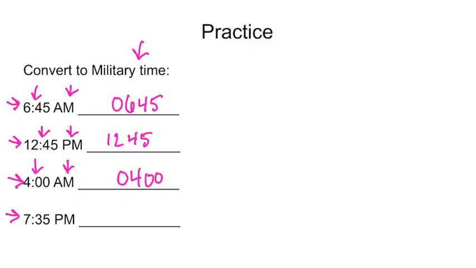And finally, 7:35 p.m. Omit the colon, omit the p.m. Now I'm going to have to add 12 to that 7 because now I'm in p.m. So 12 plus 7 is 19, and I'm going to add those minutes, 35. So 7:35 p.m. is 19:35.